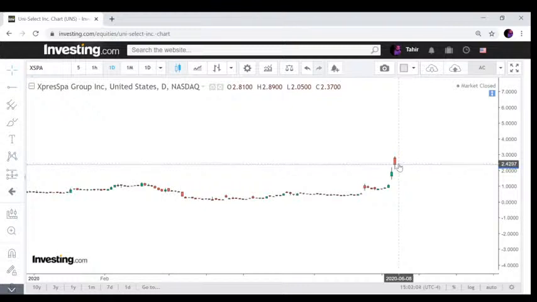So it has closed below the opening price, which says it was not able to sustain its opening price, and it never went up. It opened at 2.8 and went only a little higher, like 2.89, or we can round it to 2.9. Opened at 2.8, went to 2.9, just 2.9.